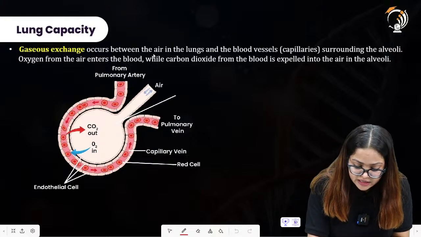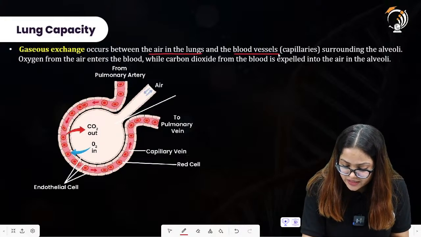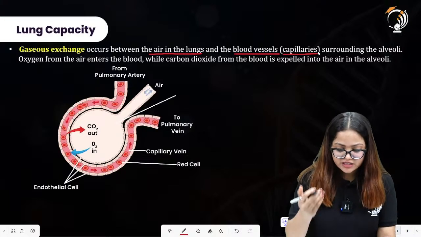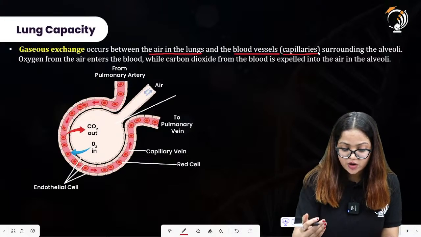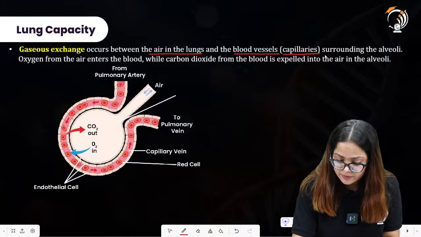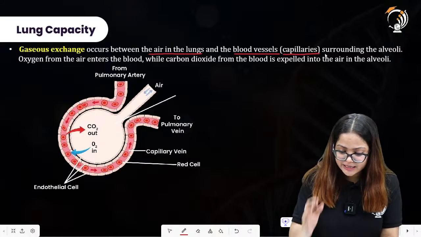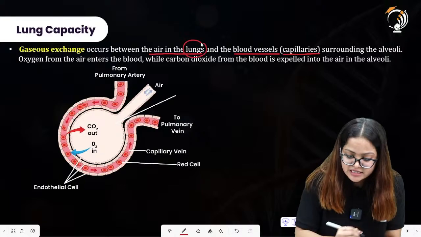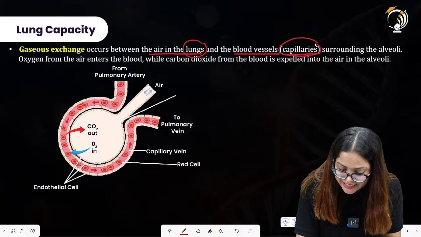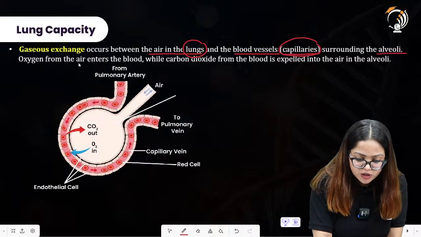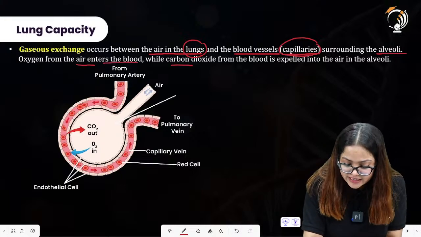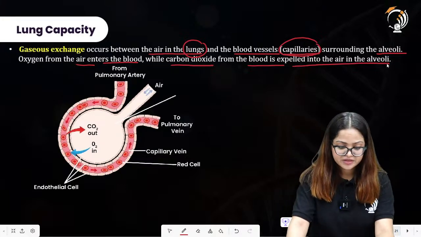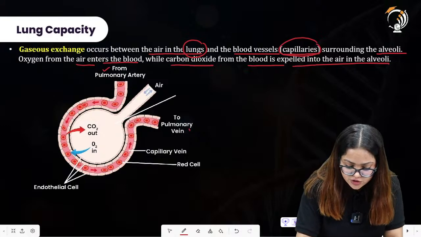It occurs between the air in the lungs and the blood vessels, the capillaries. I hope the language in these statements is not disturbing you, because we have already understood this very clearly: it occurs between the air in the lungs and the blood vessel, the capillary surrounding the alveoli. Oxygen from the air enters the blood, while carbon dioxide from the blood is expelled into the air in the alveoli. I hope this is clear. This is from the pulmonary artery and this is to the pulmonary vein.